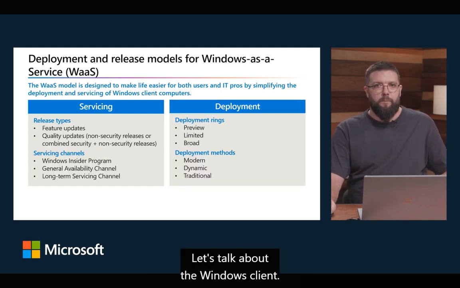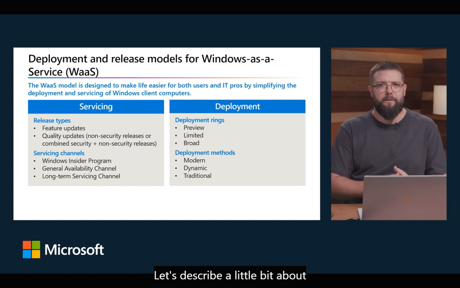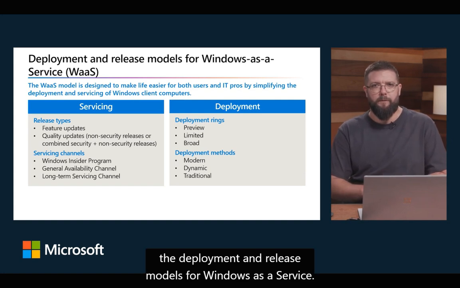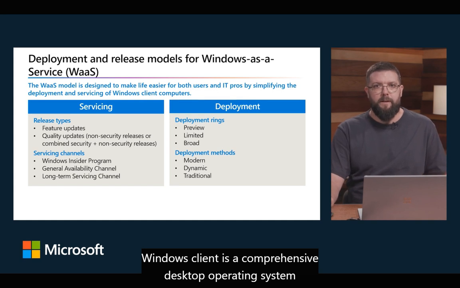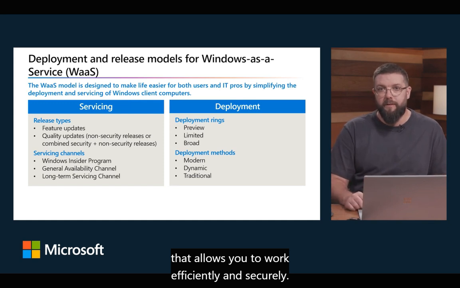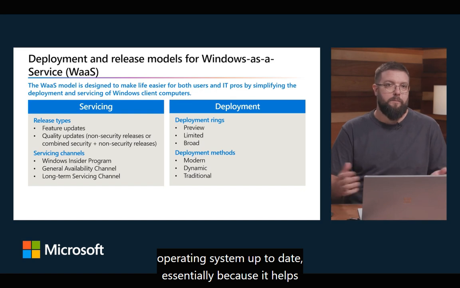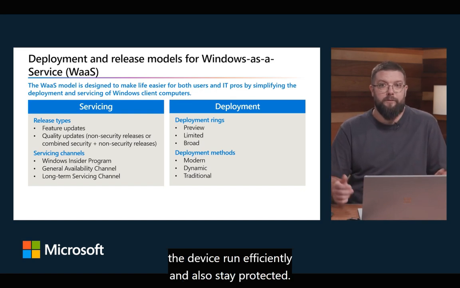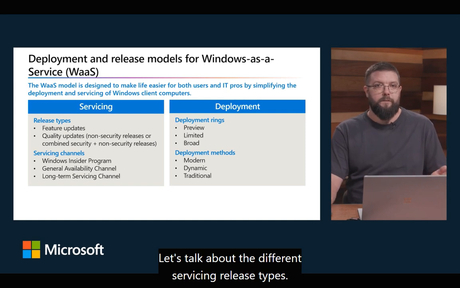So let's talk about the Windows client. What is the Windows client? Let's describe a little bit about the deployment and release models for Windows as a service. Windows Client is a comprehensive desktop operating system that allows you to work efficiently and securely. It's important to keep the desktop operating system up to date, essentially because it helps the device run efficiently and also stay protected. So let's talk about the different servicing release types.